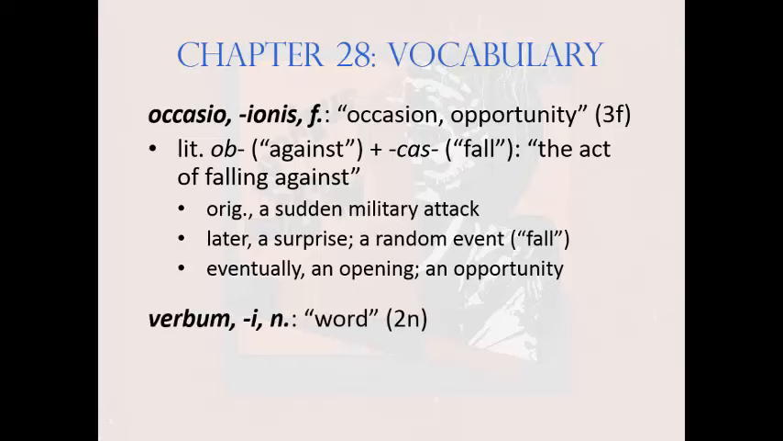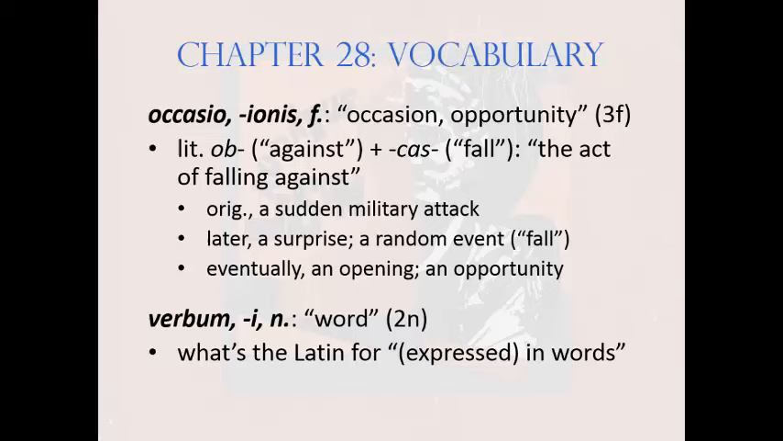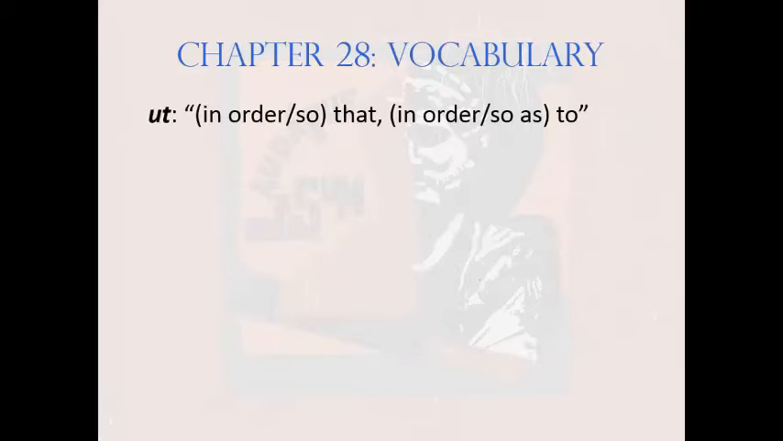The next word is verbum, verbi, neuter, meaning word. It's a second declension neuter noun. What case would the Romans have used if they wanted to say expressed in words? The ablative, of course. The ablative is used to express means. So what would the Latin be? Good, verbis.